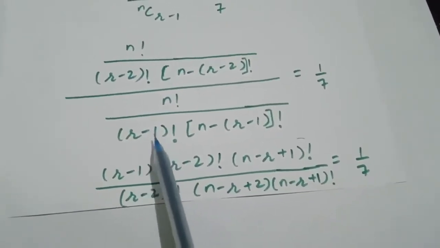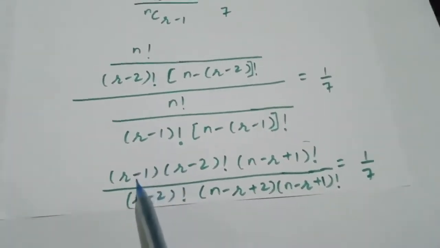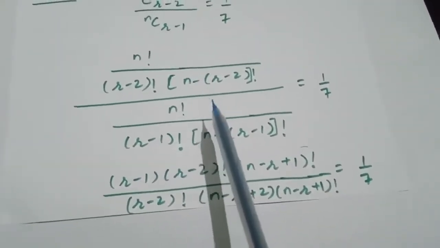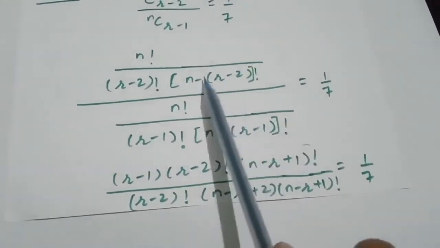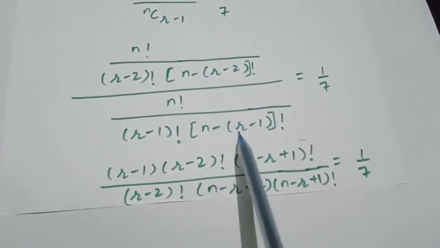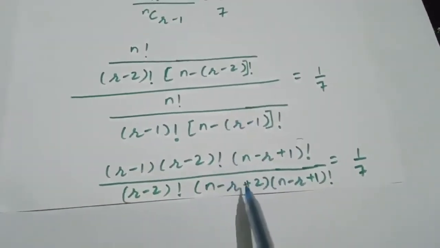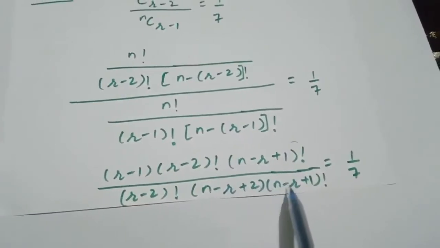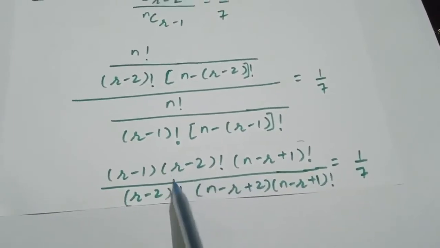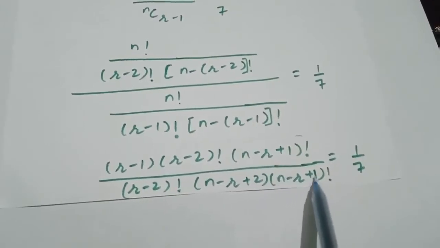So writing this as, because r minus 1 is greater than r minus 2, right? So we will write this as (r minus 1) into (r minus 2) factorial. Also you will get this as n minus r plus 2, because minus minus is plus. And in the numerator you will get (n minus r plus 1) factorial. Therefore writing this as (n minus r plus 2) into (n minus r plus 1) factorial, right? Because in factorials the terms decrease by 1, so when you decrease this by 1, you will get (n minus r plus 1) factorial.